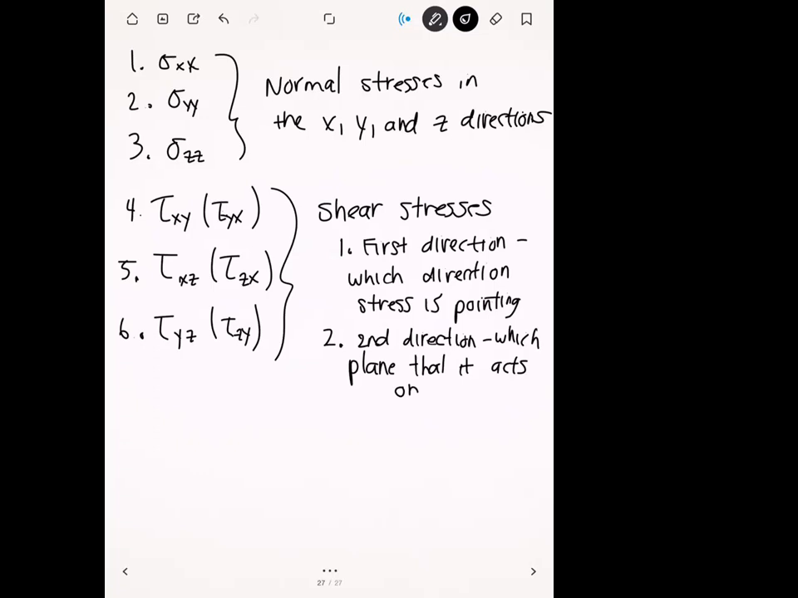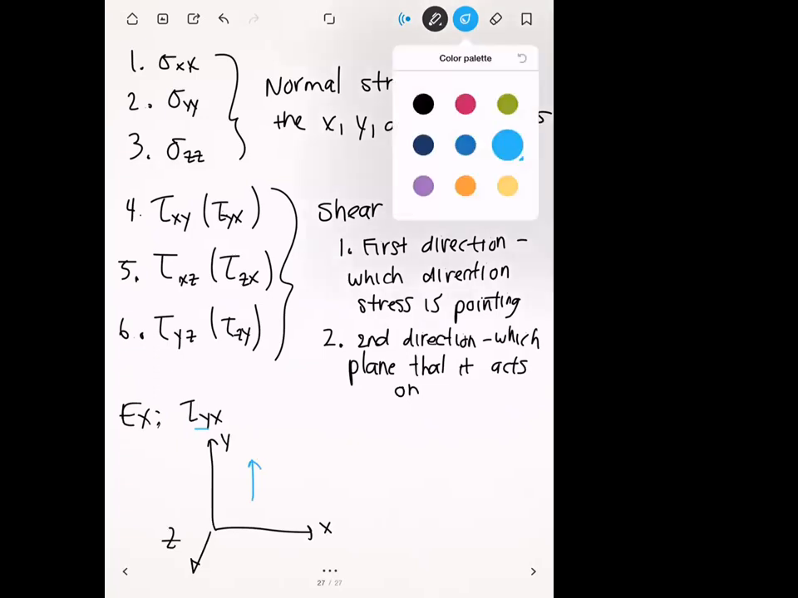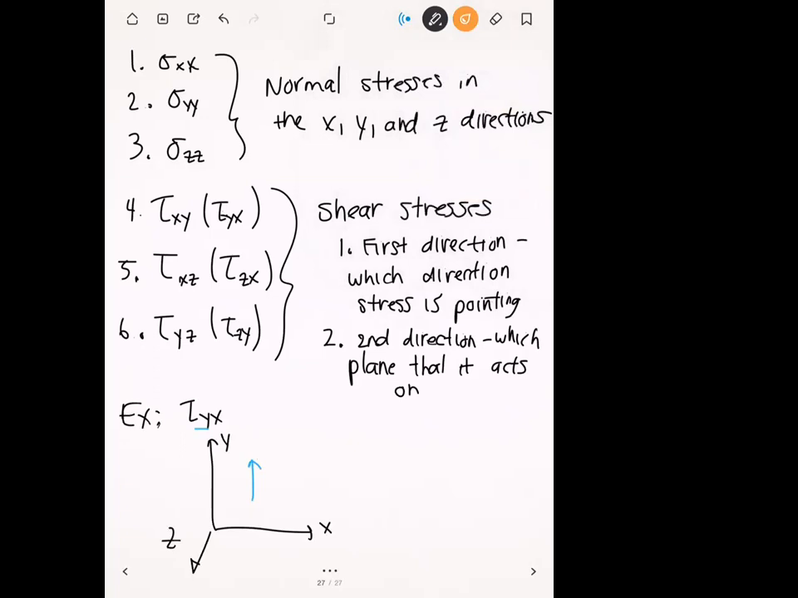All right, so as an example, let's take tau xy. Actually, let's do tau yx, okay? What this tells us is that this stress is going to be applied in the y direction. This stress component is going to go vertically like this, in the y direction. Then the second letter tells us it's going to be acting on a surface that's perpendicular to the x-axis.